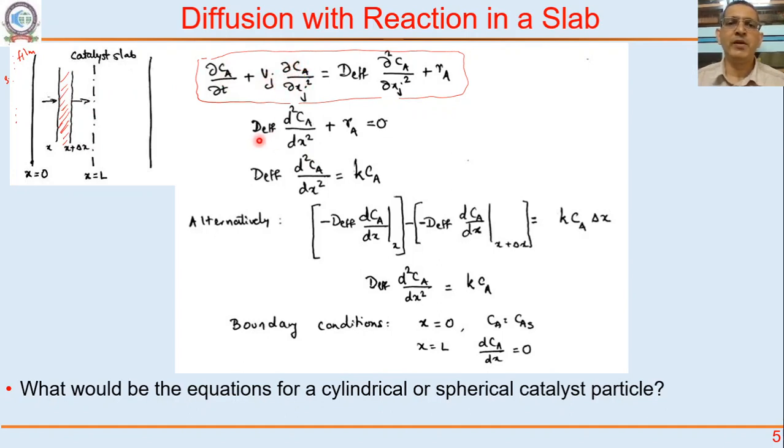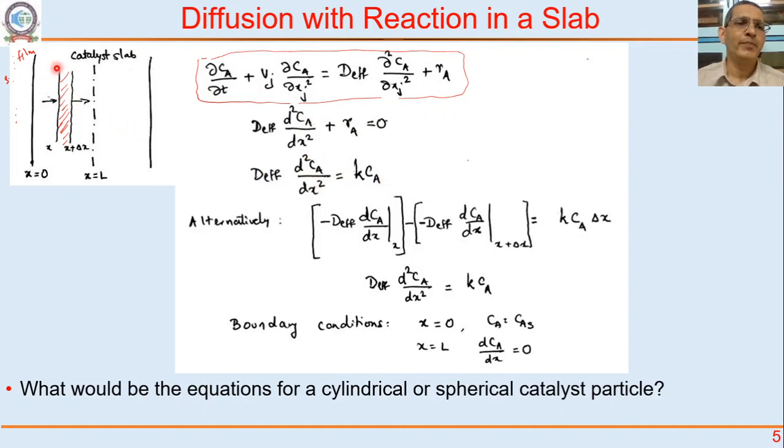So our equation simplifies to effective diffusivity times d square Ca by dx square plus Ra is equal to 0. And remember, we are writing for, let's say, a first order reaction. So Ra is minus k Ca. So effective diffusivity times d square Ca by dx square becomes k Ca.